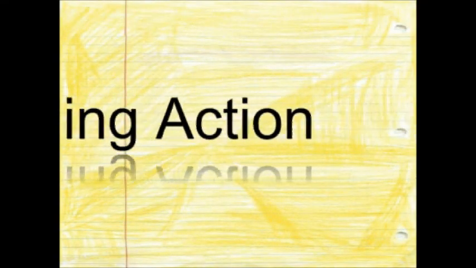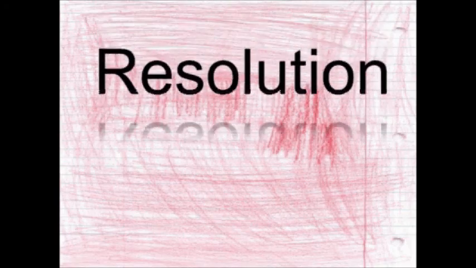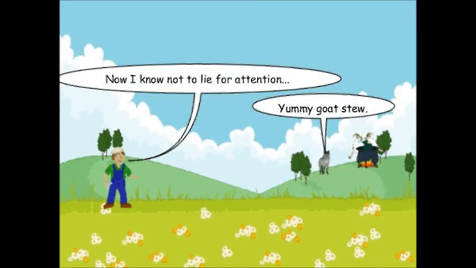The falling action is when the conflict is resolved. The falling action in The Boy Who Cried Wolf is when the wolf runs away with the sheep. The resolution is when the story comes to a reasonable end. For example, in The Boy Who Cried Wolf, all the sheep are gone, and the boy learns not to lie.